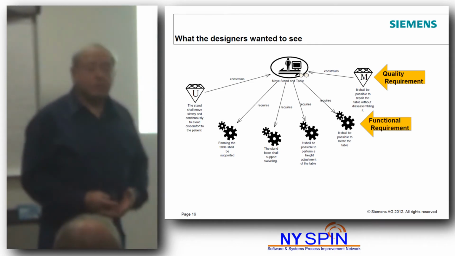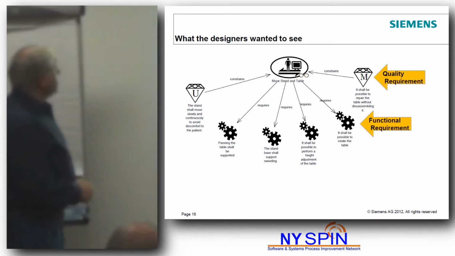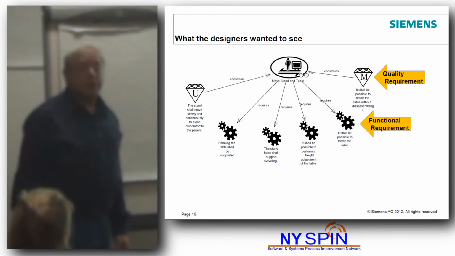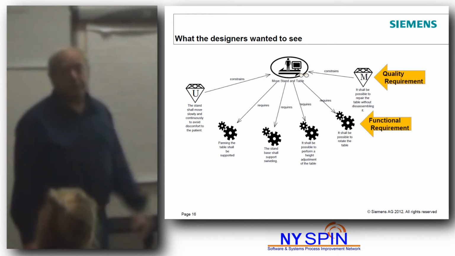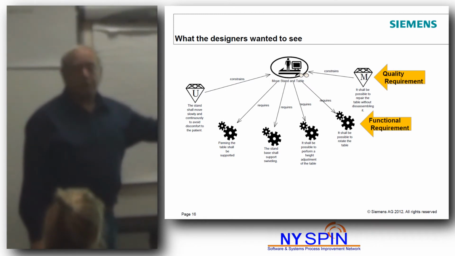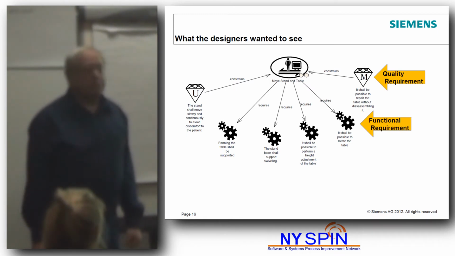Yes? What are the U and the M? Okay, U is usability and M is maintenance. We're going with the ISO standard here, the ISO standard for quality requirements. We pulled it right out of the ISO standard.